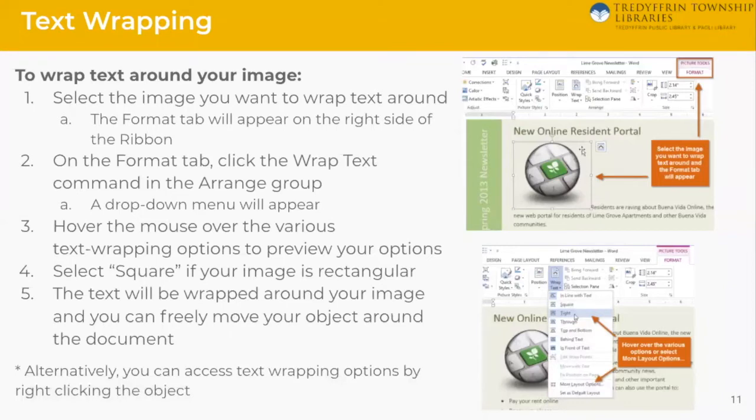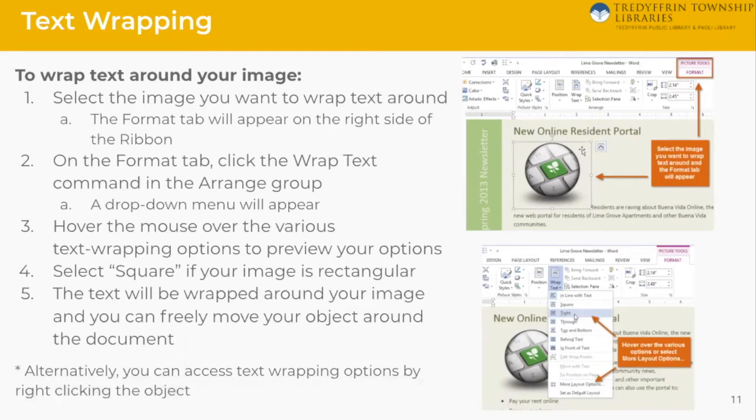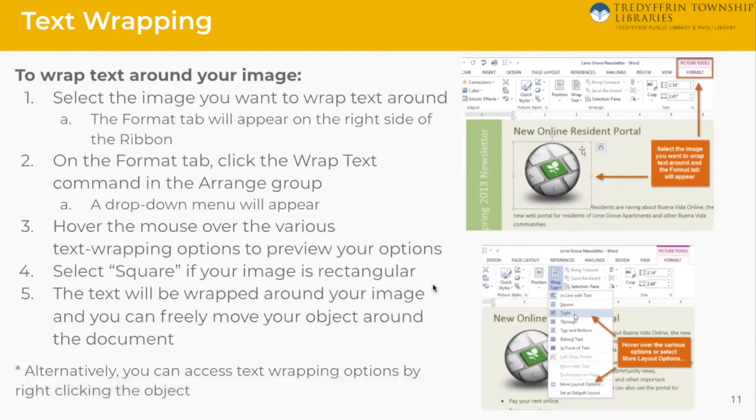So you can actually hover the mouse over the various text wrapping options to preview your options to see what is best for the style that you're going for. If you decide on square, you'll select square from the drop-down menu. And then the text will be wrapped around your image and you can freely move your object around the document. It's not set in stone. You can put it in the middle if you wish.